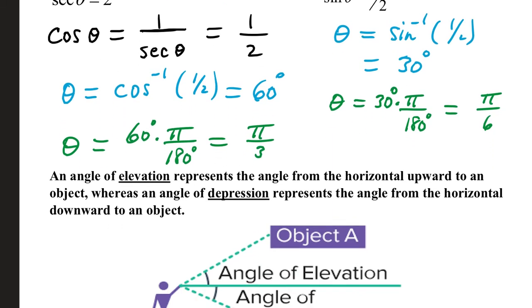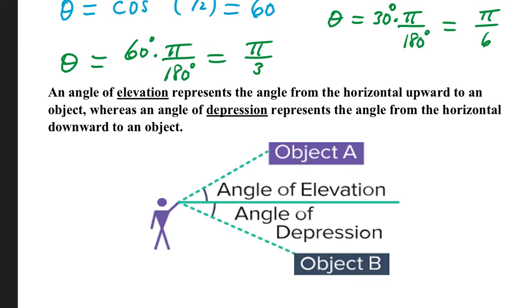Getting into a few applications, we have the definition of angle of elevation. That represents the angle from the horizontal upward to an object, whereas the angle of depression represents the angle from the horizontal down to an object. If you look at your line of sight, if you were standing or sitting either one and you look straight forward, that would represent the horizontal. Looking up at an object, that angle would be your angle of elevation. If you look down at an object, that would be your angle of depression.